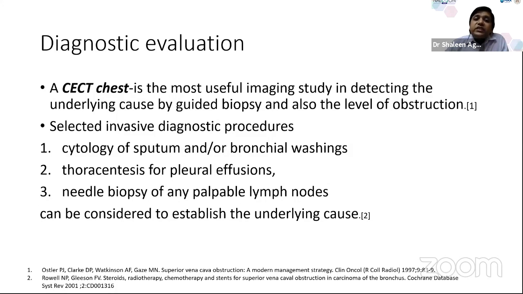So, a CECT is the most useful imaging study in detecting the underlying cause, which may help us in doing a guided biopsy and also assess the level of obstruction. Other selective invasive diagnostic processes which can help in arriving at a diagnosis are cytology of sputum or bronchial washings, thoracocentesis for pleural effusions, and needle biopsy of any palpable lymph nodes which can be seen.